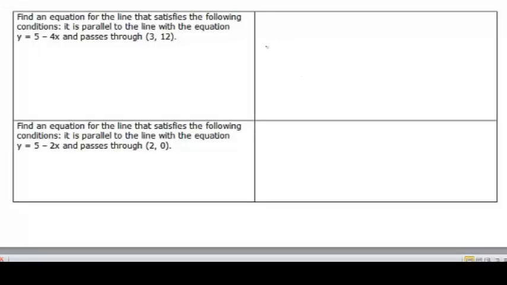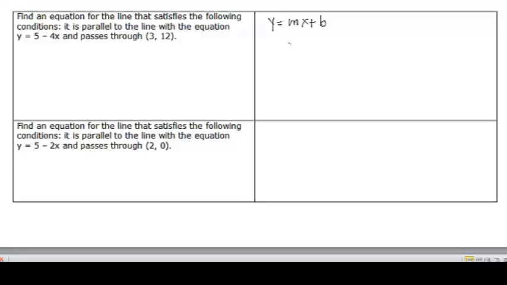In this example, it says, find an equation for the line that satisfies the following conditions. It's parallel to the line with the equation y equals 5 minus 4x and passes through (3, 12). So first thing you do is you use the formula y equals mx plus b. M is the slope and b is the y-intercept.